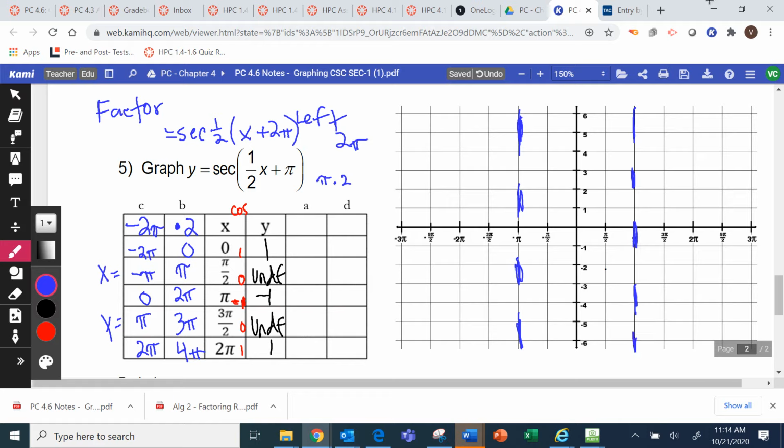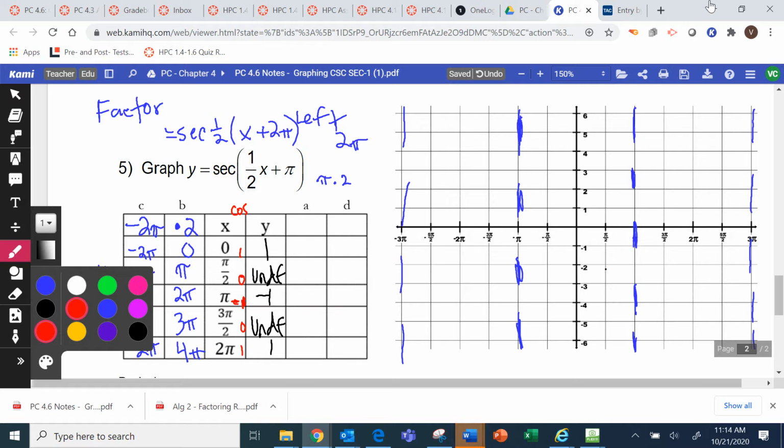All of my asymptotes are going to be the same distance apart. So if these asymptotes are 4 blocks apart, then the next asymptote is going to be 4 blocks away. I've got negative 2 pi, 1, 0, negative 1, and 2 pi, 1.